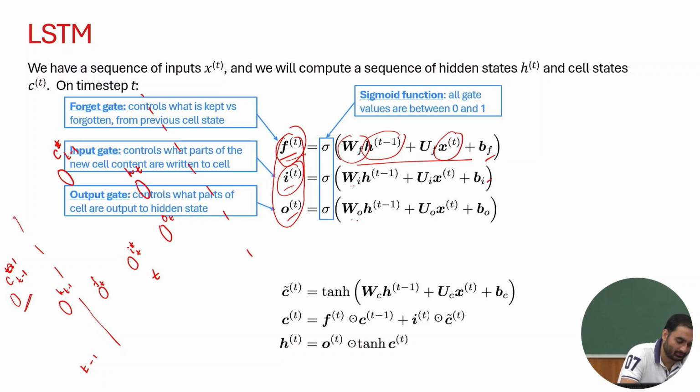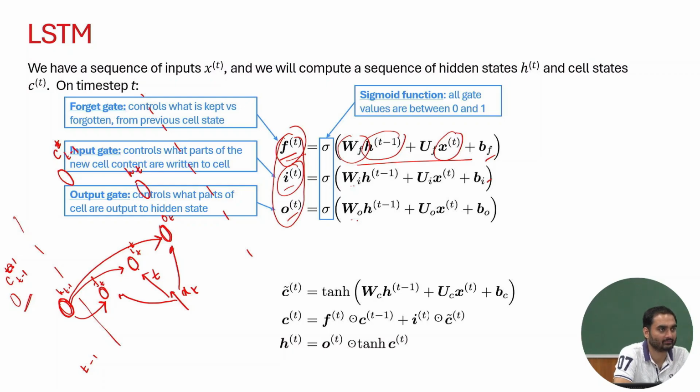So all these gates, the values of these gates are decided by whom? It will be decided by xt, and ht minus 1. Correct? Clear?